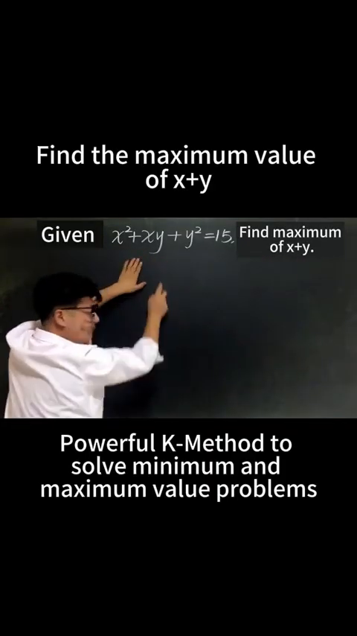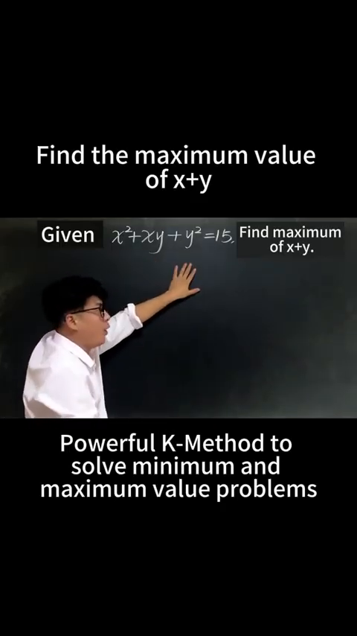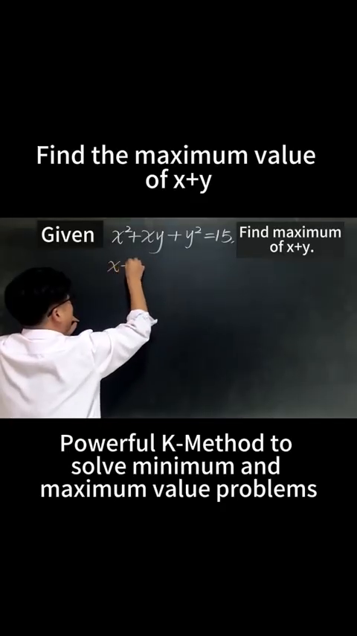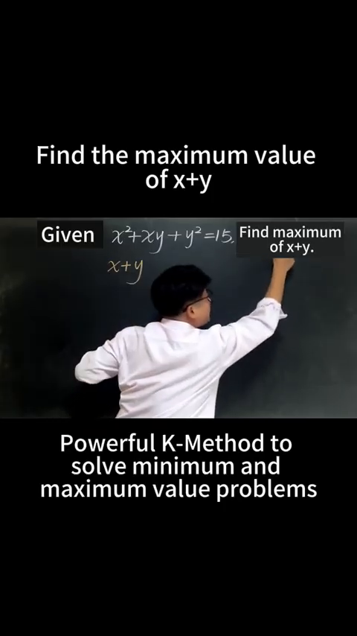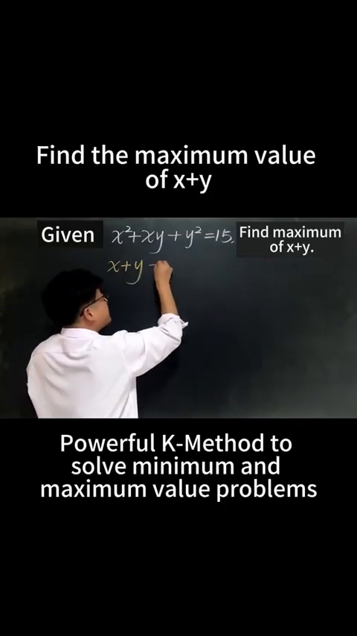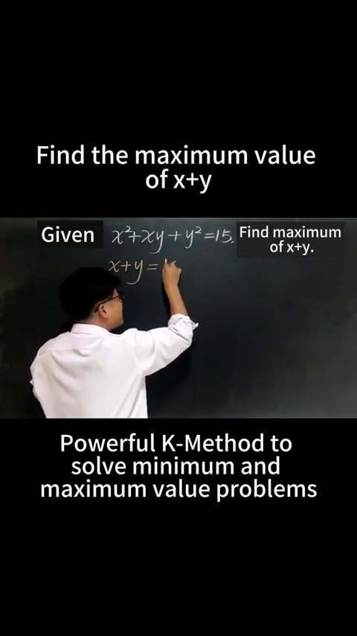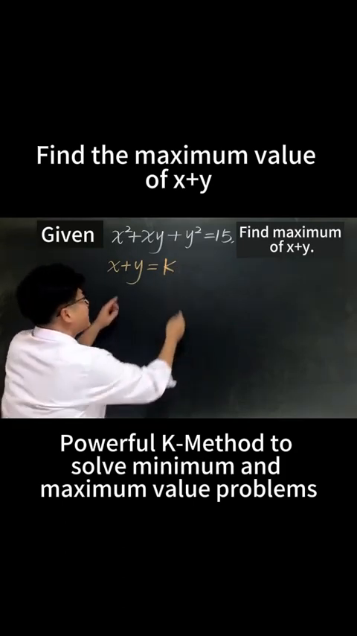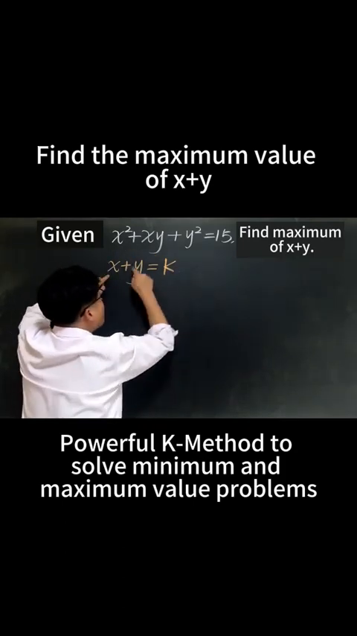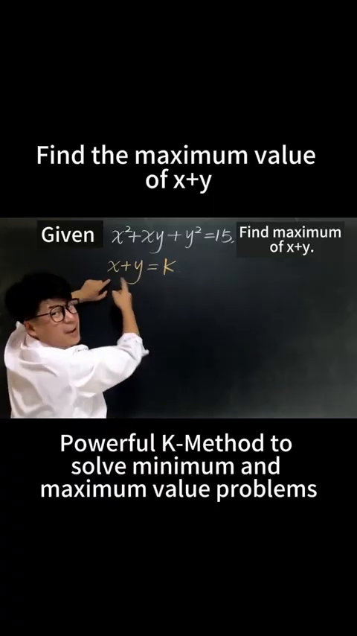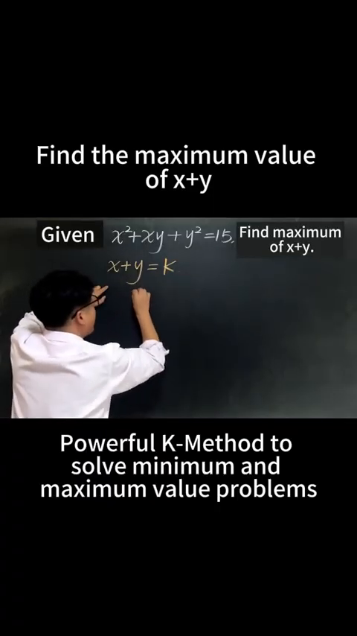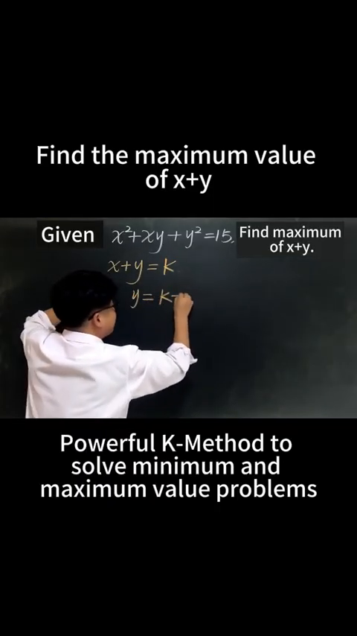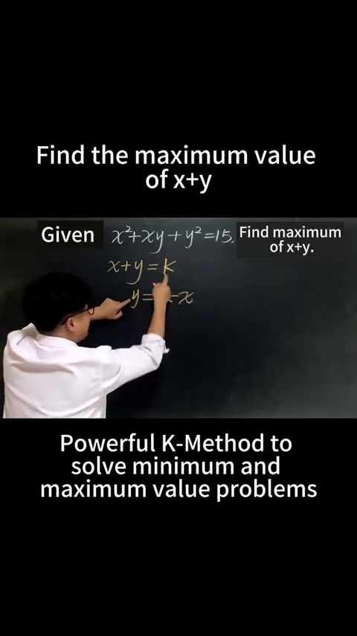Of course, there are many ways to solve this kind of problem, but how do we use the universal K method? First, let's make an assumption. Assume that the maximum value of x plus y is k. In that case, let's swap x and y. You don't have to swap both. You can just swap x or y. Let's swap y. What does y equal? Isn't y equal to k minus x?